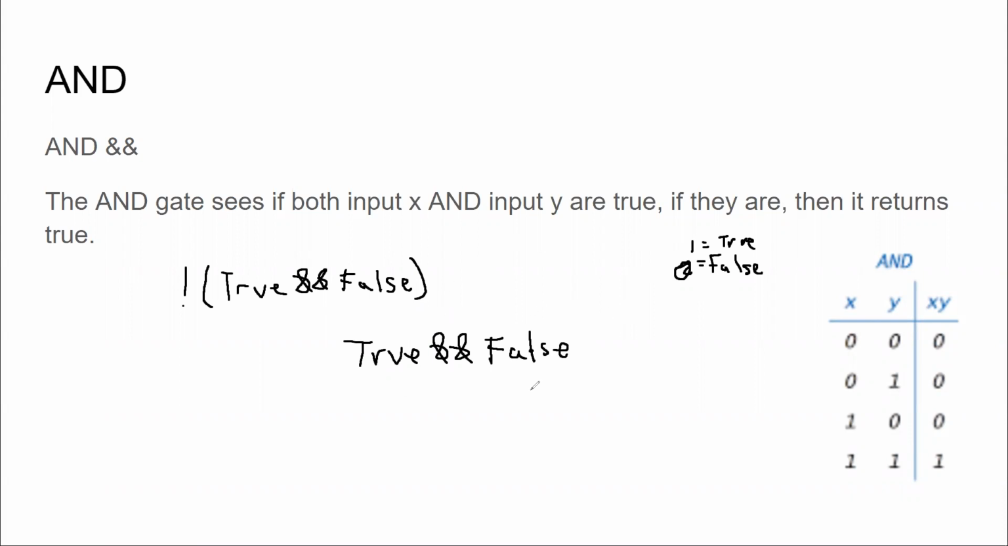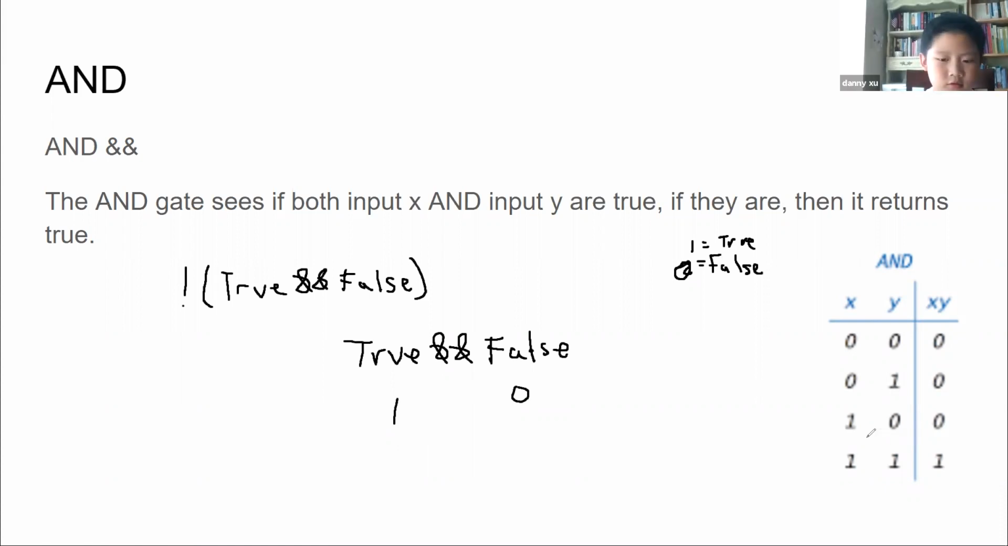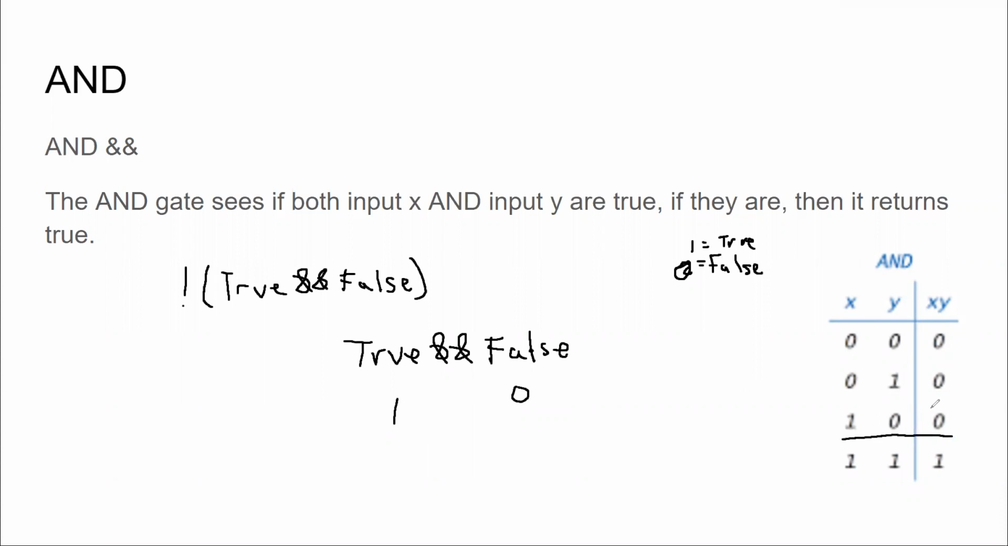So if something is true and false, what would it be? To make it even simpler, since true is 1 and false is 0, if we have 1, 0, what would it be? 0. Yeah. So we have 1, 0 here, and 0 is going to be our answer. So this whole thing is going to be equal to 0 or false.